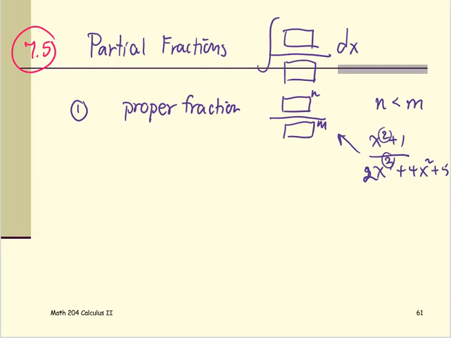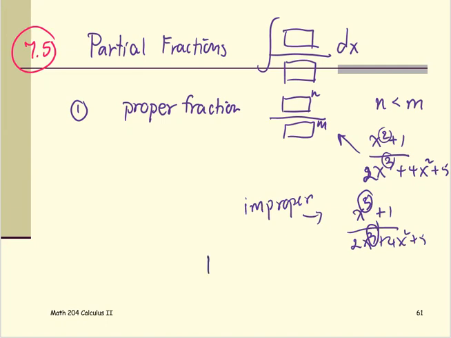The improper case is when you have something like x to the third plus 1 over x to the third plus 4x squared plus 5. This case is called improper. If you have an improper case, where the powers are not less, one is not less than the other, you're going to do the long division procedure. We can work on some problems with long division in a bit. So number one, it has to be a proper fraction. And then the next step is what we do after we have the proper fraction within the integrand.